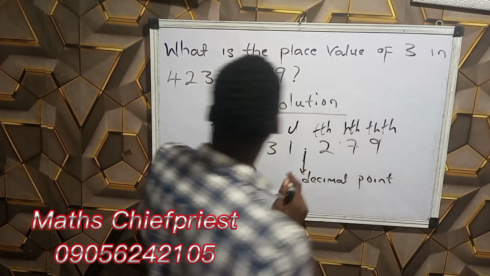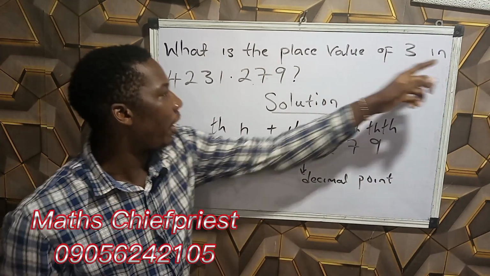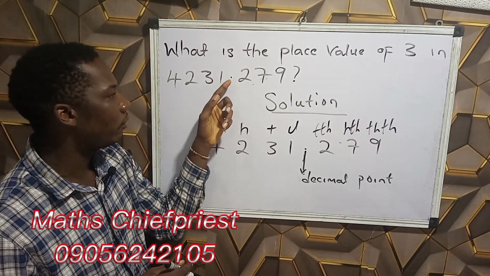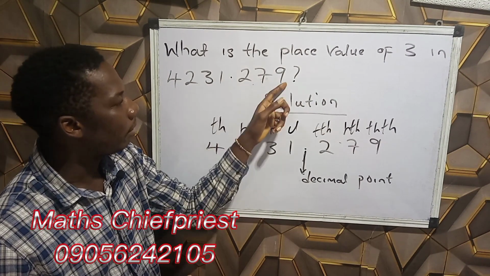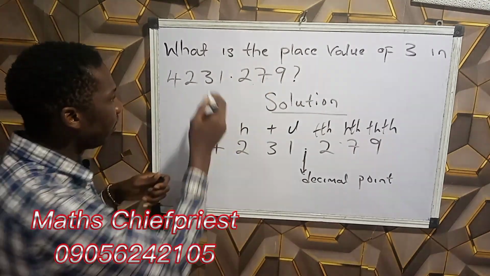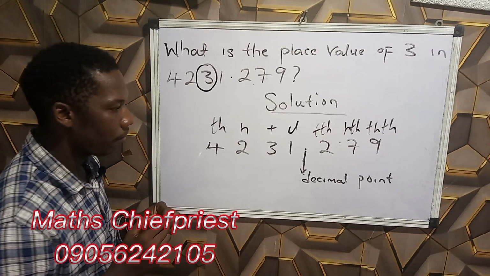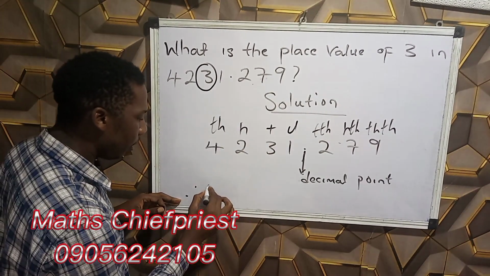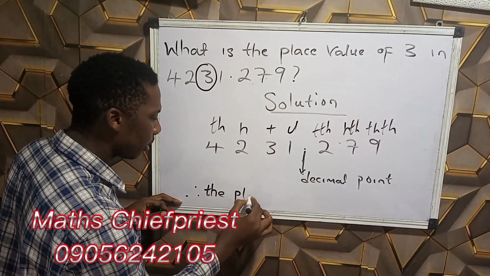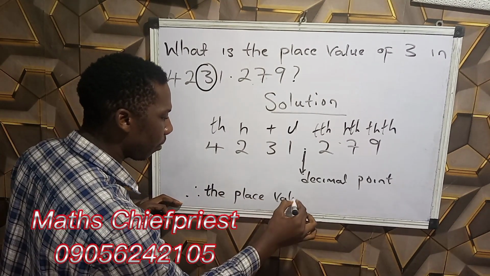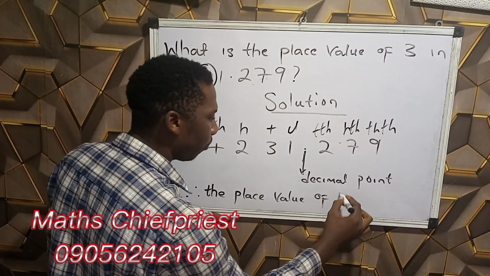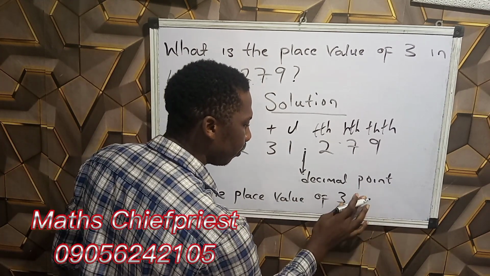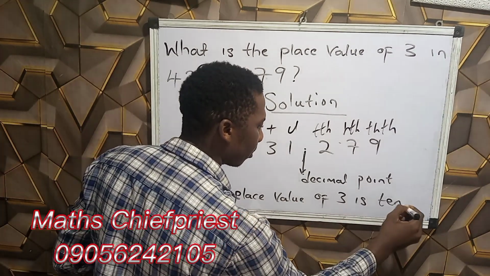But now they say also, what is the place value of 3 in 4231.279? What is the place value of this 3? The place value there is what? Tens. Therefore, the place value of 3 is tens.